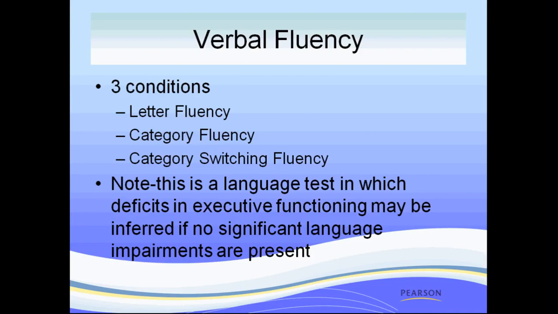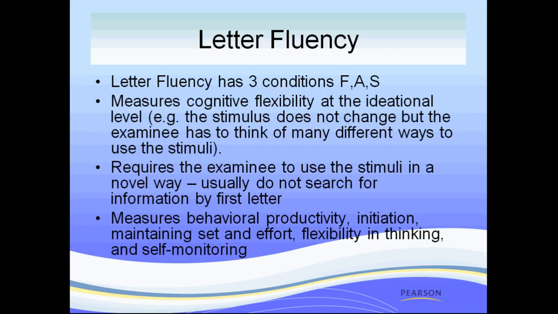Verbal fluency is a classic test in neuropsychology. It looks at behavioral productivity. Can the person produce information when you request it of them? Can they go back into their brain and fish out what they need to fish out when you ask for it? There are 3 conditions: the letter fluency condition, category fluency, and category switching. This is a language test. People who have language problems do poorly on it, not because of executive functions, but because they don't have the language skills. If you suspect the person has a significant language problem, you will see that they do poorly on this, not because of executive functions, but because of the language problems.